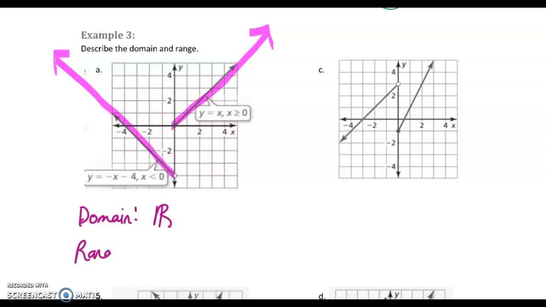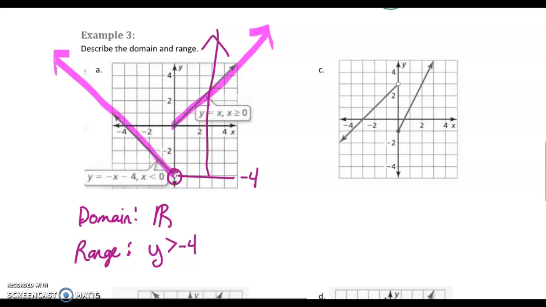Okay, now the range, it does not go forever to the left, but it goes forever up. It goes down to here. This is at -4, and keep in mind that's an open circle right there. Then it does go up forever. So it's y is greater than -4. It's not equal to because of the open circle.